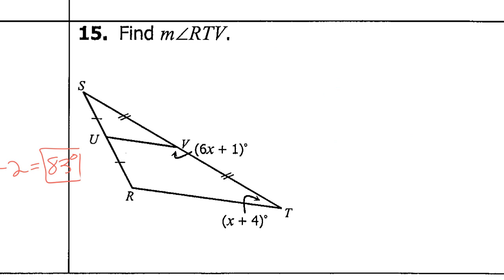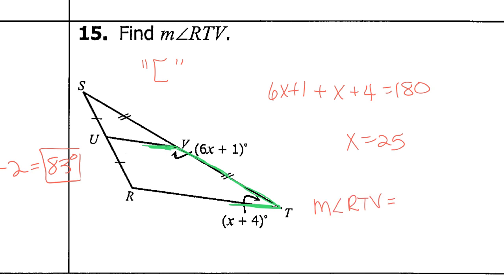All right, and for number 15, as you can see, these are supplementary. They're same side interior angles. So we're going to add them up and we're going to set them equal to 180. You should get x is 25. And you're trying to find the measure of angle RTV, which is x plus 4. See here, it does matter which one you plug it into, so pay very close attention. So 25 plus 4, and you get 29 degrees.